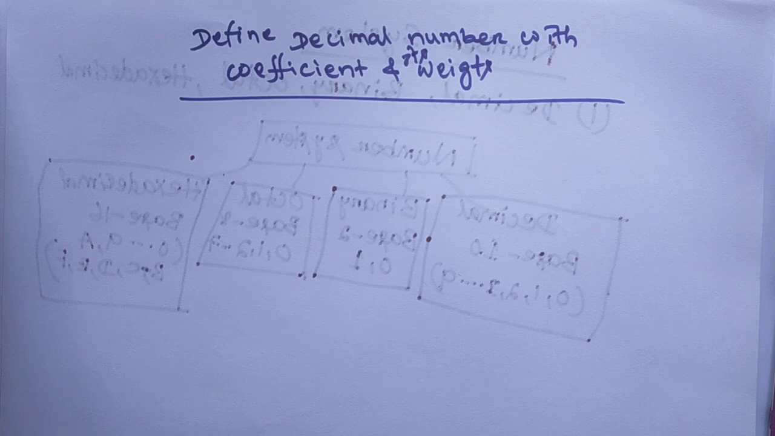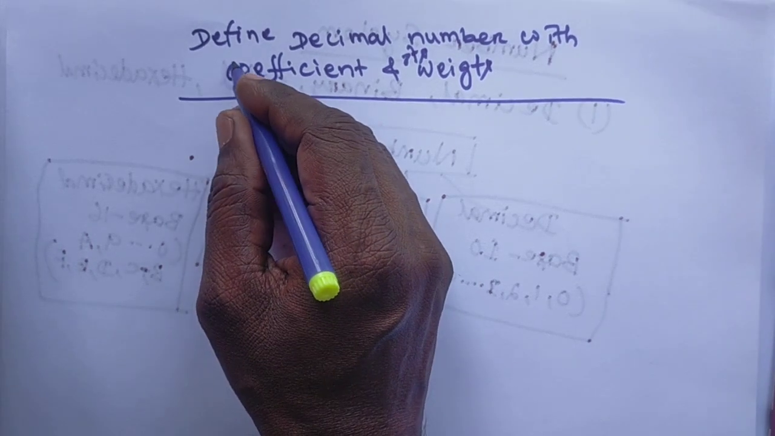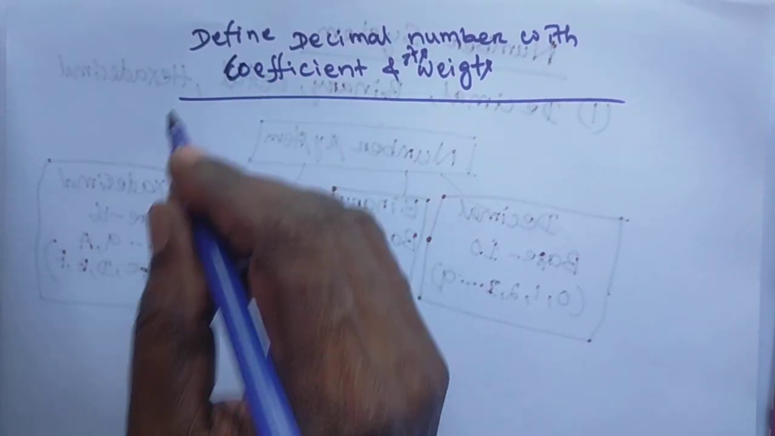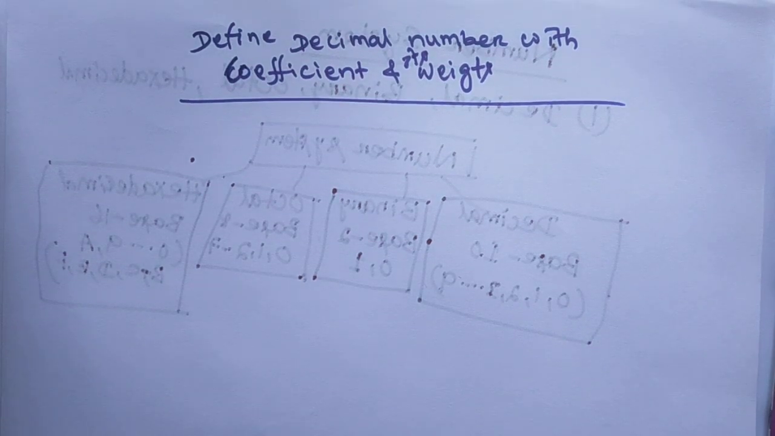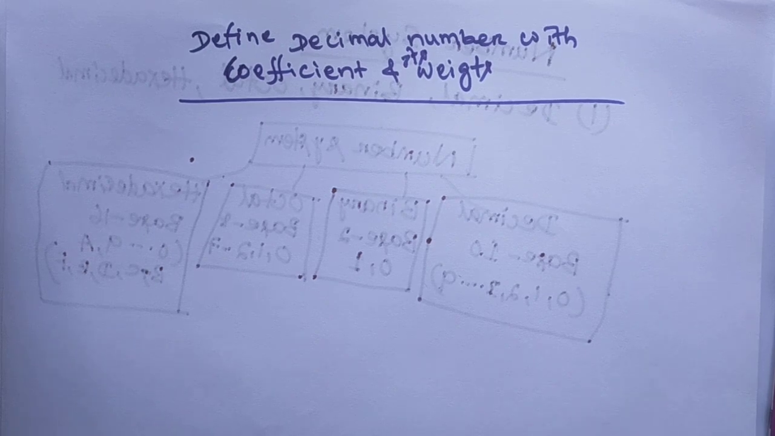Today I will discuss how to define a decimal number with the coefficient and its weight. Then how to define the coefficient and its corresponding weights. If we go through coefficients, then we define it. Suppose a certain number of coefficients are there, then how will they be arranged for a particular decimal number?